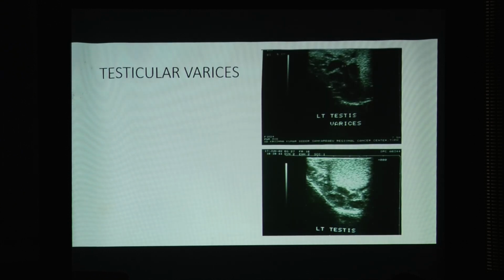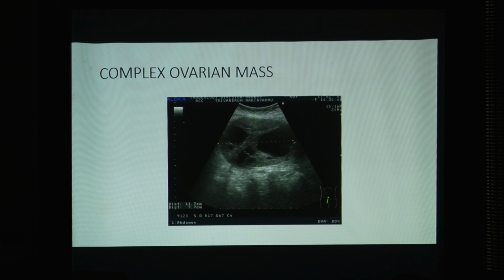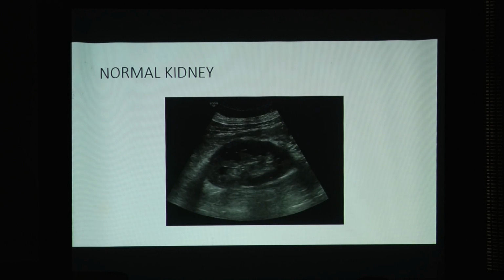The testicular varices can be identified. Now, color flow gives better delineation with the Valsalva maneuver, etc. A complex ovarian mass. Then identification of structures, normal kidney.